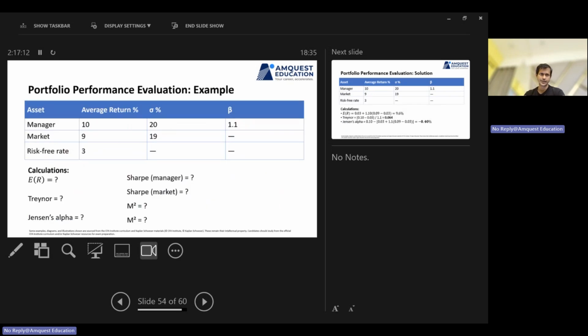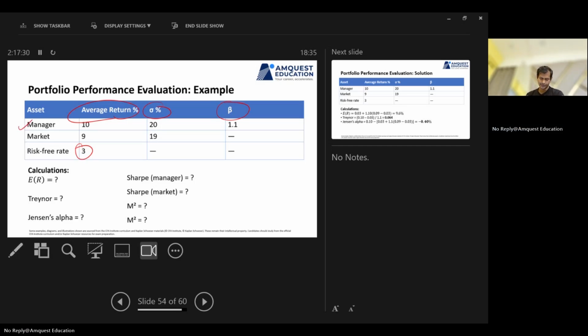Now let's hear you guys. Now this is a typical exam question. They'll tell you, this is my deviation, this is my beta, this is my return, and they'll give you RF obviously. Now they'll ask which portfolio manager is better.